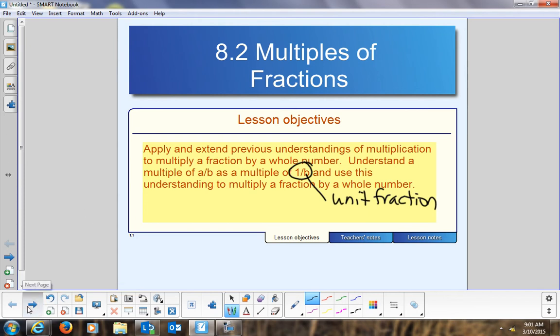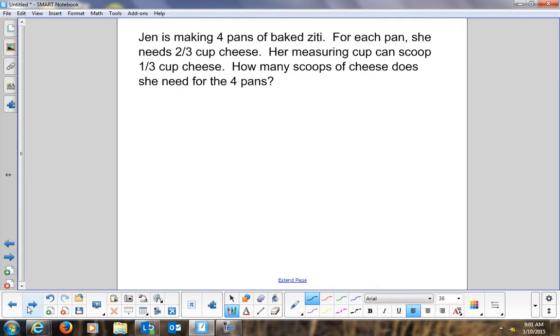All right. So our first problem is Jen is making 4 pans of baked ziti. For each pan, she needs 2/3 cup cheese. Her measuring cup can scoop 1/3 cup cheese. How many scoops of cheese does she need for the 4 pans? All right, so here we have 4 pans of ziti, and we're going to need to take 2/3 cup of cheese for each pan, but she's going to have to do that multiple times because she only has a third cup to scoop it out of.